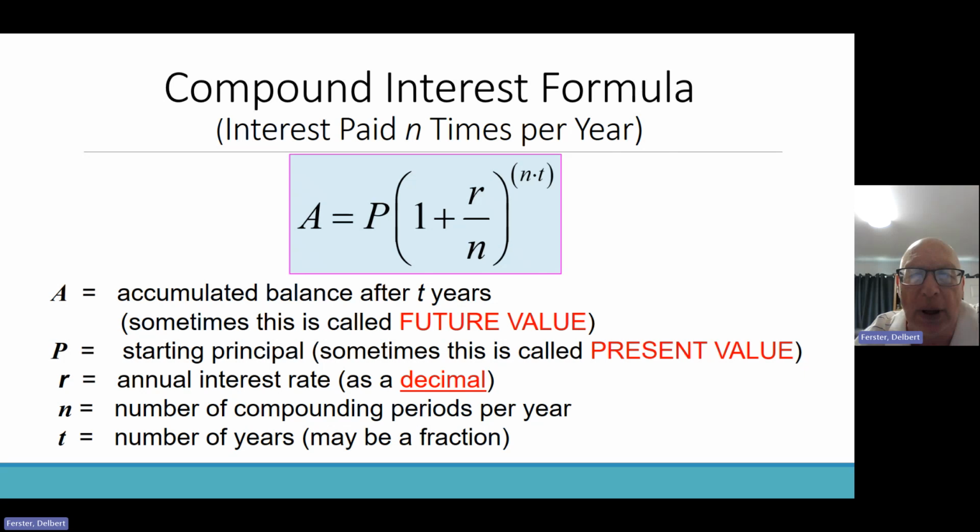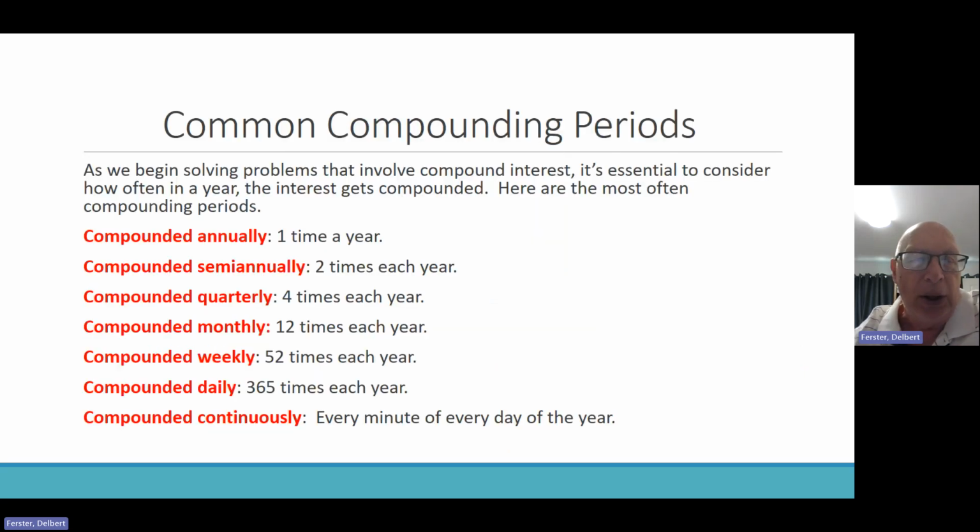All right, there's a formula. You are not expected to memorize it. You have access to it. You are, however, intended to be able to use it as we go through. Some phrases for us. If it's compounded annually, N will be 1. Semi-annually, N will be 2. Quarterly, that's 4 shots a year. Monthly, 12. Weekly, 52.